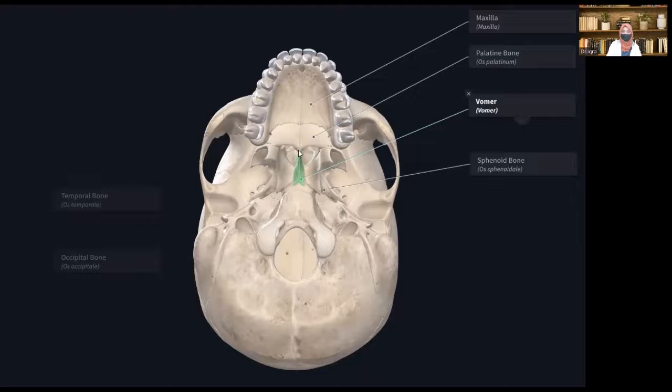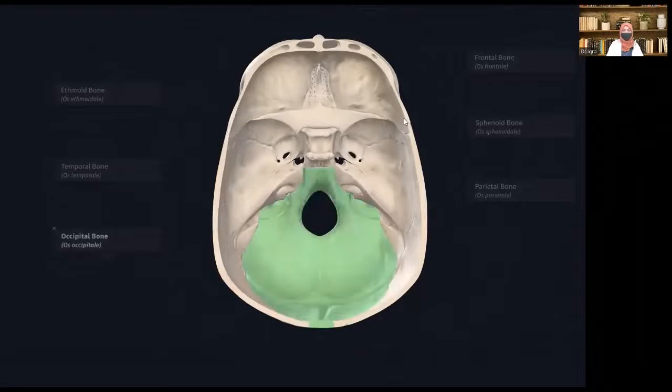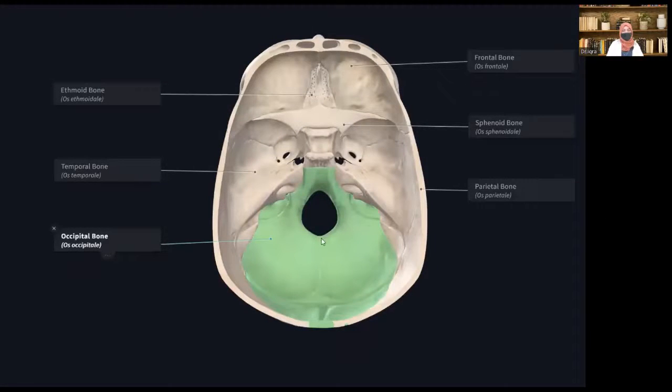Next to the palatine bone, we have the vomer. Vomer is a small, flat bone, and it is basically providing the connection between the right and the left nasal cavity. It's forming the septum of your nasal cavity, and this bone is supplied by the sphenopalatine artery. So here is the final view of the bones of the cranium.